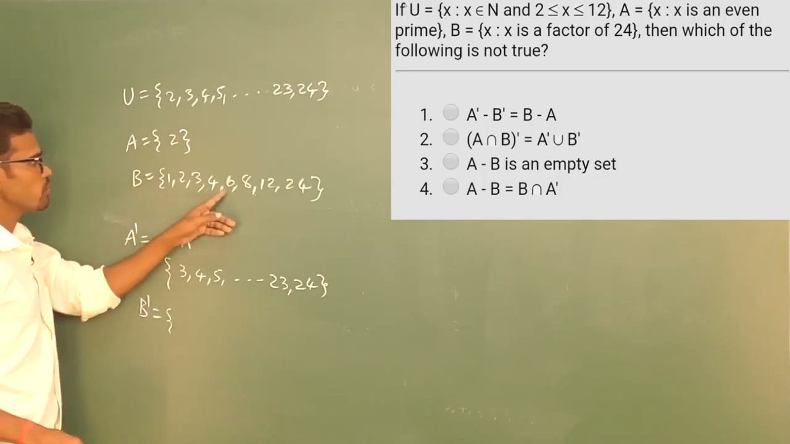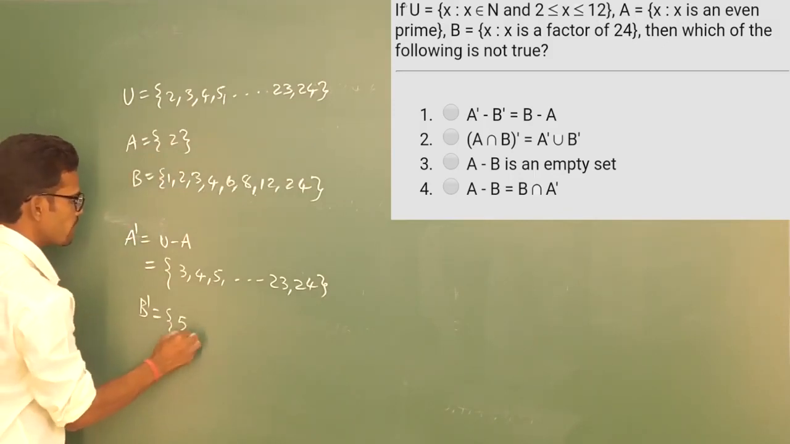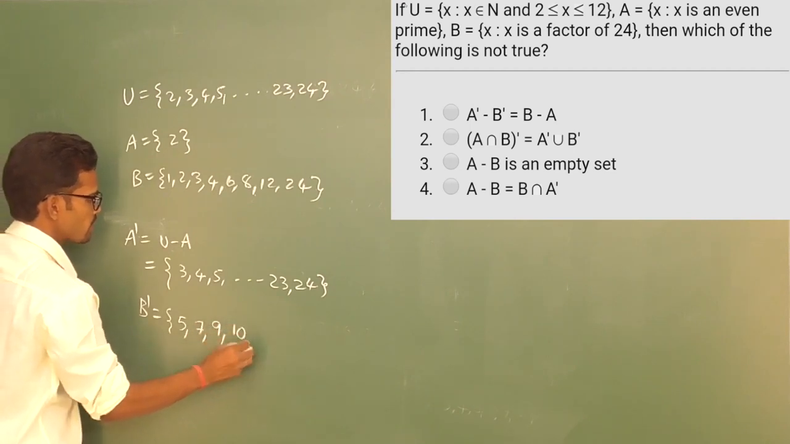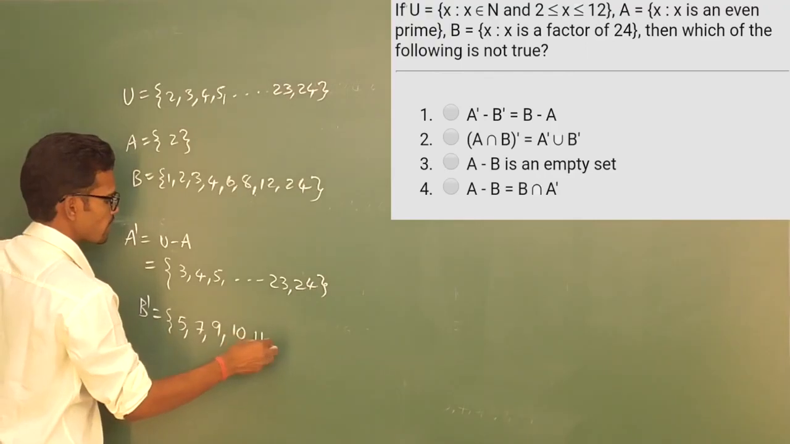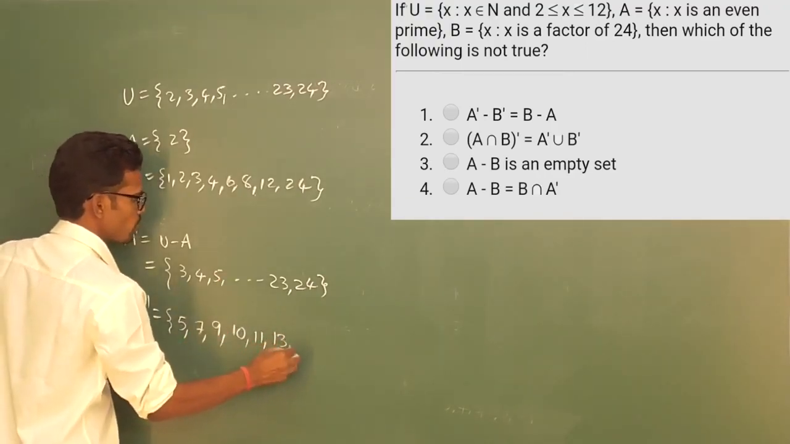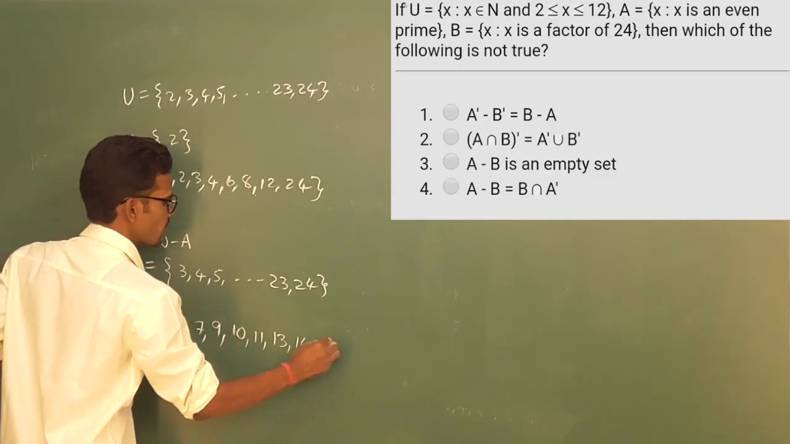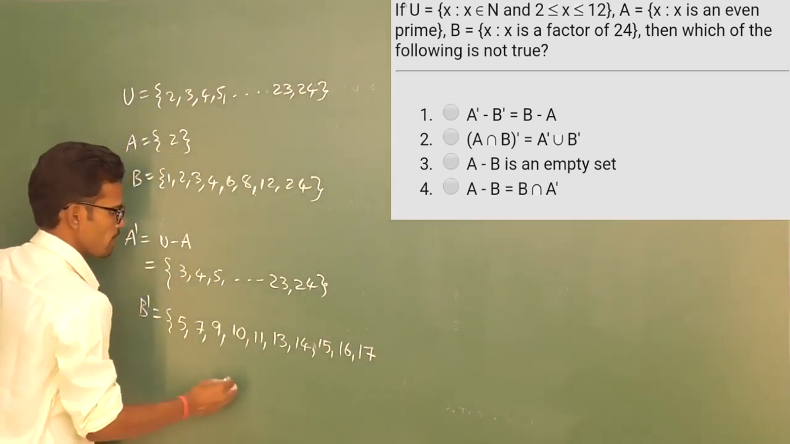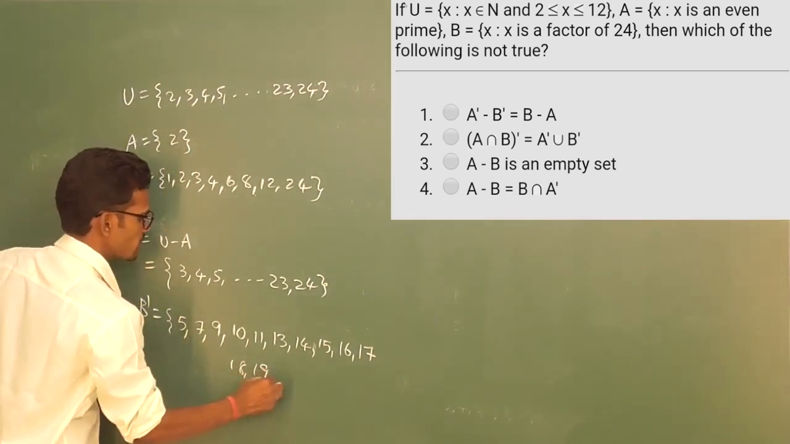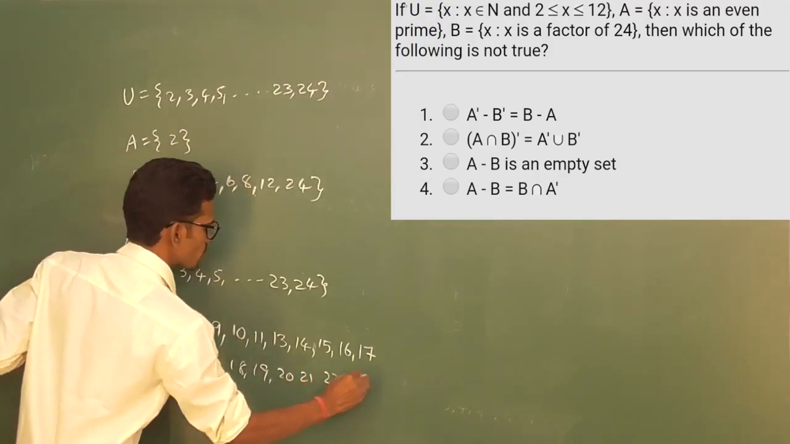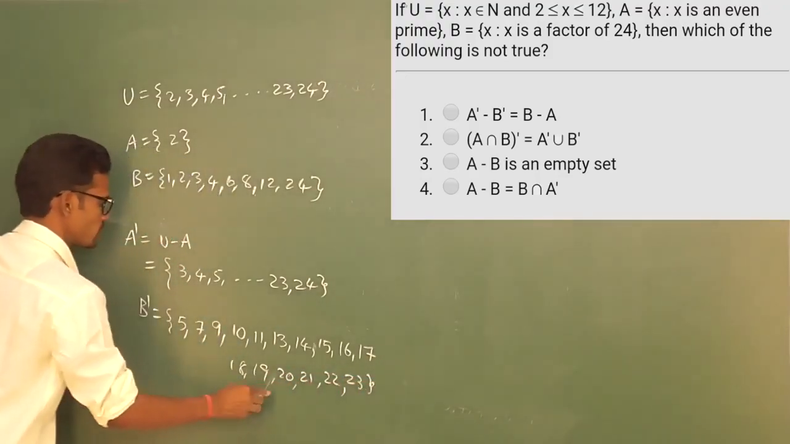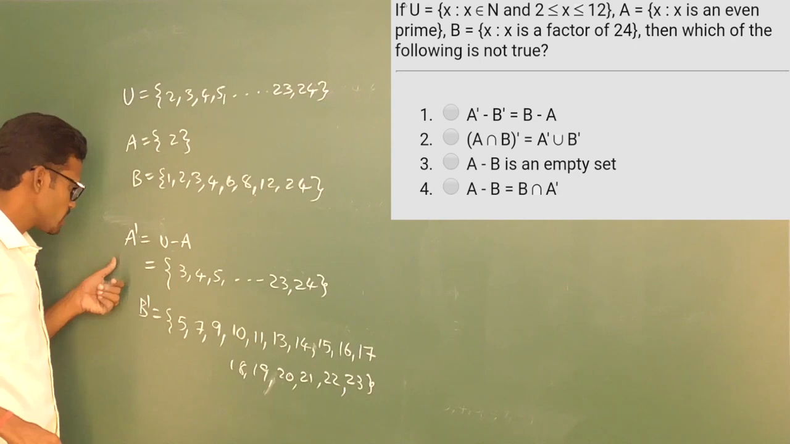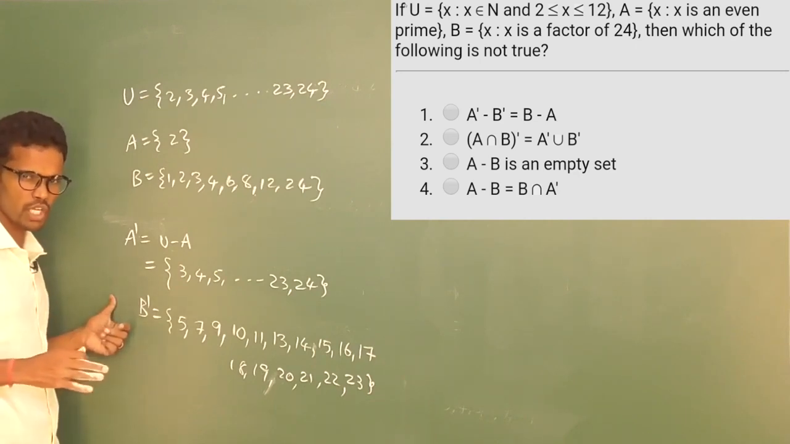Similarly, B dash is going to be, from the universe you have to remove these guys. That means 1, 2, 3, 4 all gone. So what I have is 5 and 7 and 9 and 10, 11, 12 already there, 12 gone. So 13, 14 is there, 15 is there, 16 is going to stay, 17 is going to stay, then 18, 19, 20, 21, 22, 23, 24 gone. So this is B dash, A dash I got, B dash I got. So can you do this A dash minus B dash part for the first option? You can easily do it, right?